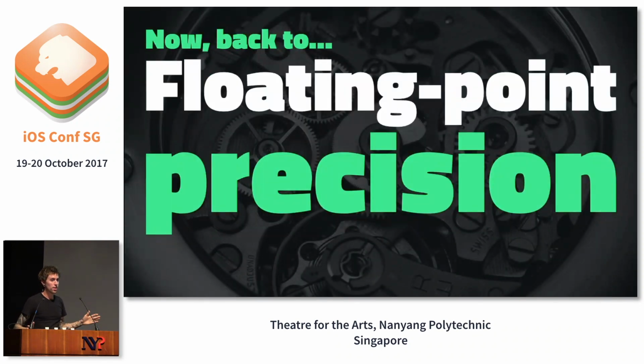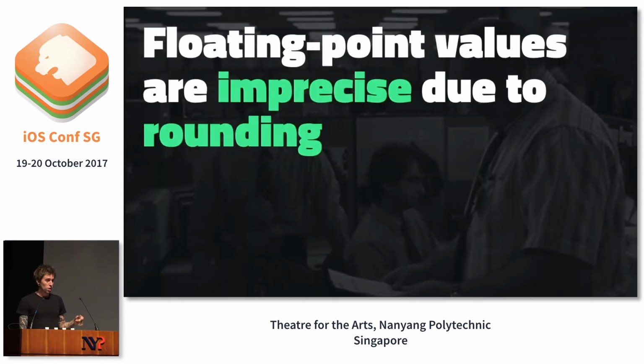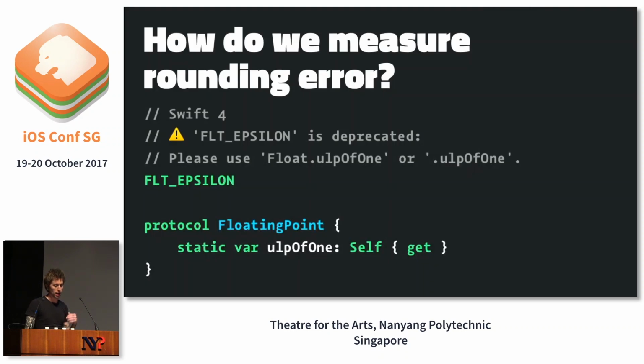Okay, now that everyone is an expert on floating point layout, let's get back to precision. So what we've seen in our previous examples is that floating point values are imprecise because we have to round. And you hear this in your CS 101 class. We know that floating point numbers are imprecise. We always have to round them. But how do we measure this rounding error?